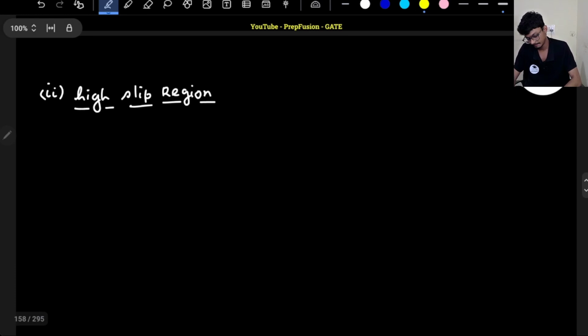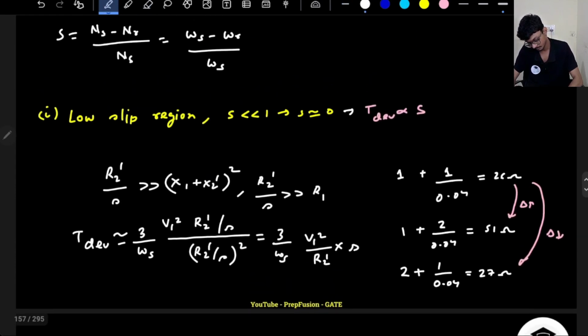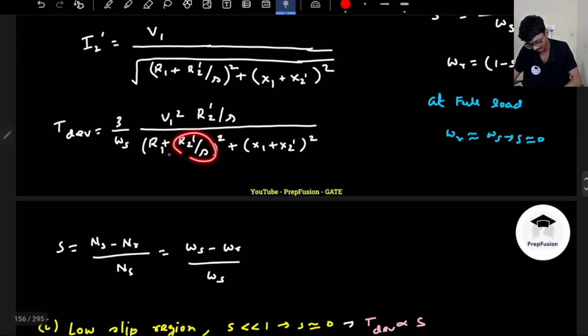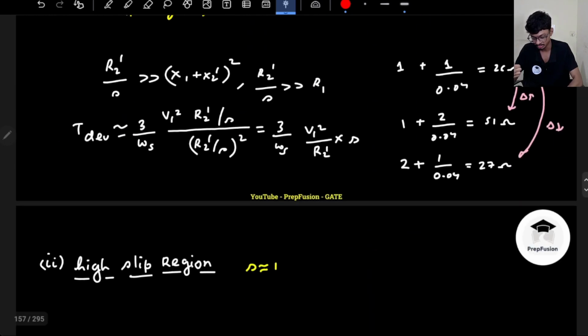In the high slip region, my slip is approximately equal to 1. If it is roughly equal to 1, what is my torque value? Here, something is getting added up: R1 plus R2 dash divided by S. As S is roughly equal to 1, I can simply ignore it because things are getting added up here. I will not ignore it elsewhere, because there is no addition or subtraction, so that will remain, but here I will roughly make it equal to 1. So this will be R1 plus R2 dash whole square.